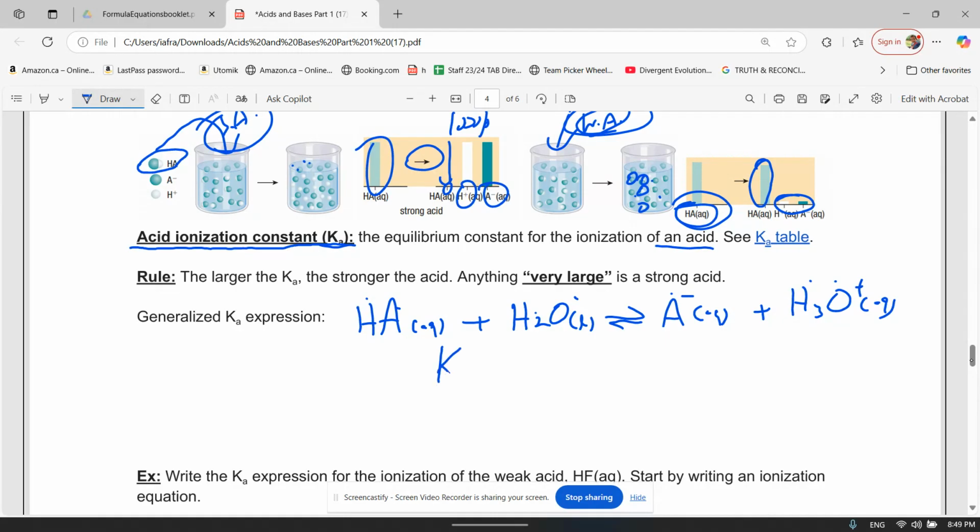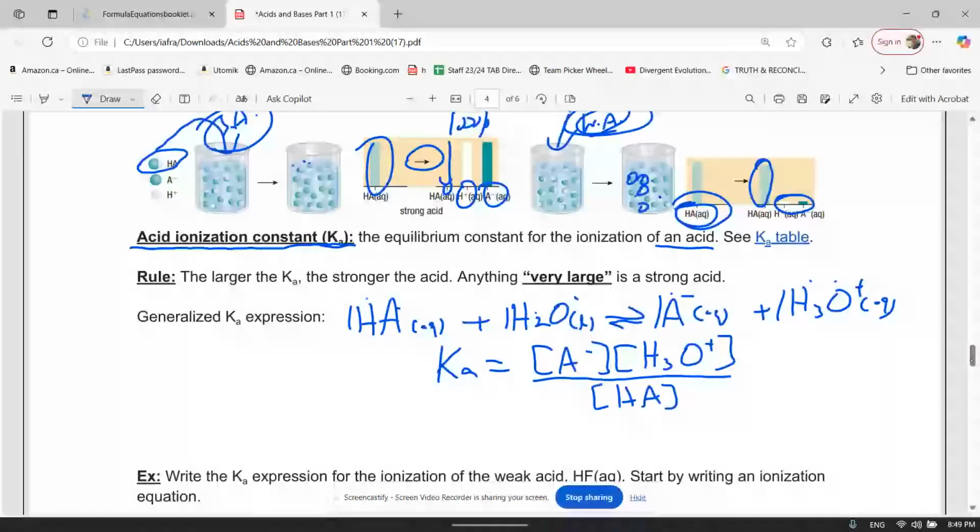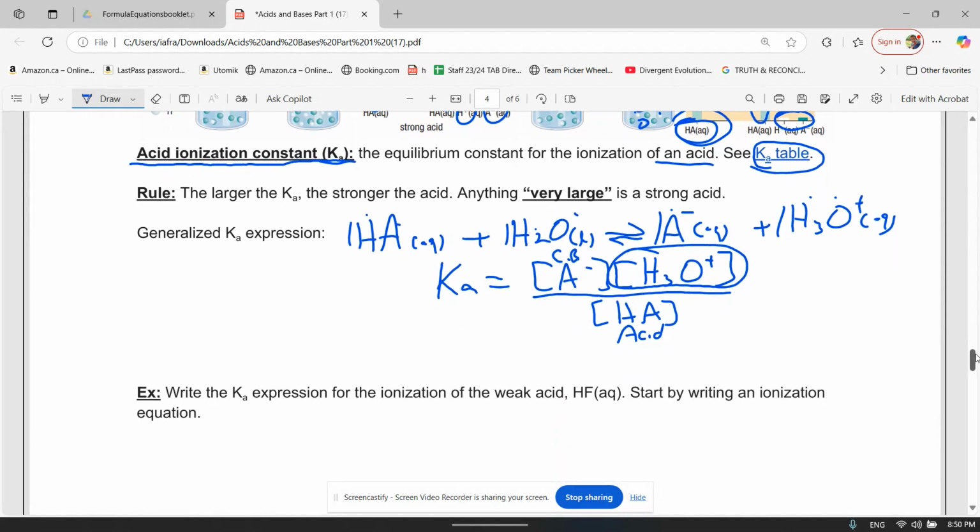We're just doing products over reactants, raised to the power of their coefficients, but they're all coefficients of 1 here. So we have our A minus multiplied by the concentration of H3O plus, over HA. Essentially, you have the conjugate base multiplied by H3O plus, over the acid. That's how you would find the Ka expression for a weak acid. We're going to come back in a minute and look at the Ka table, which will be provided to you in your references for assessments and for labs.